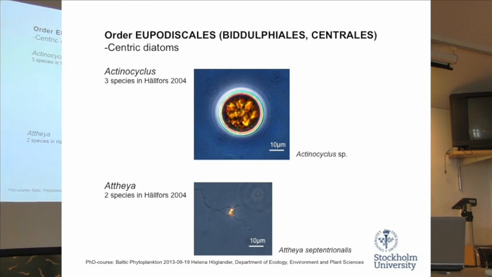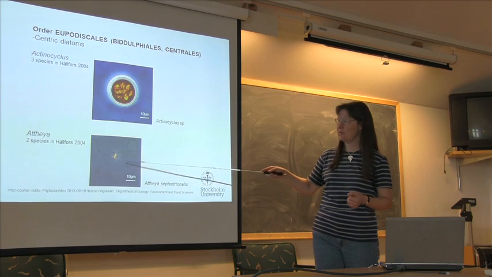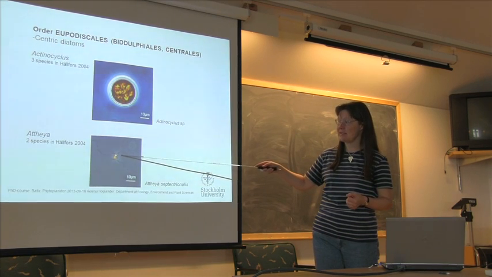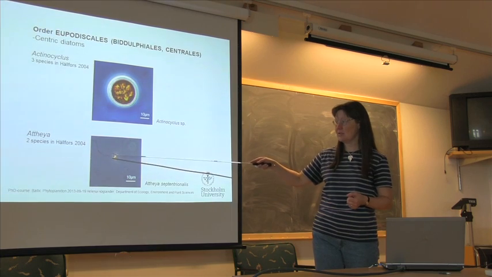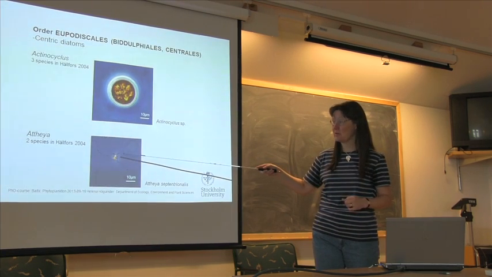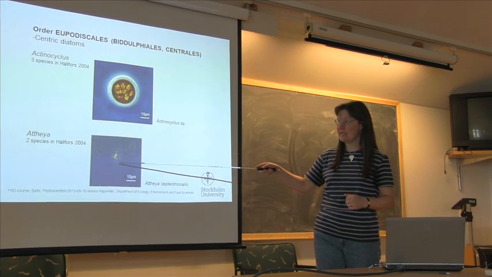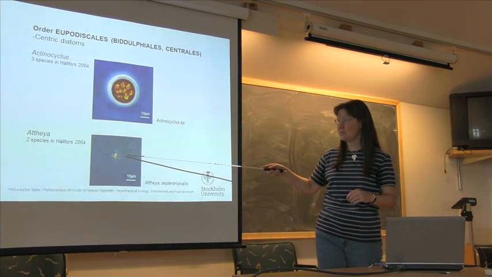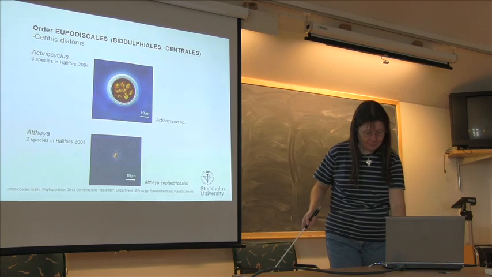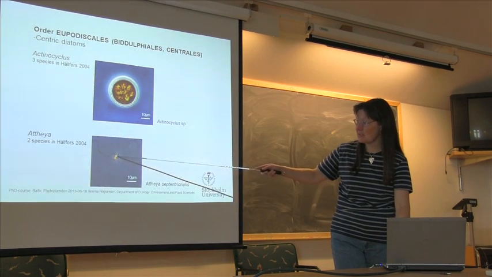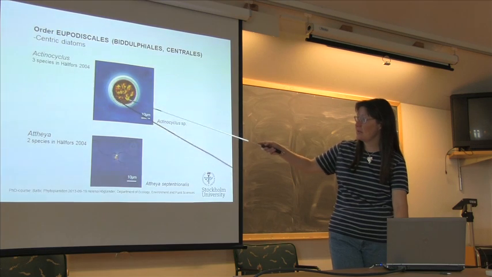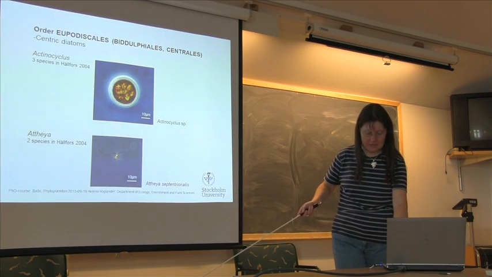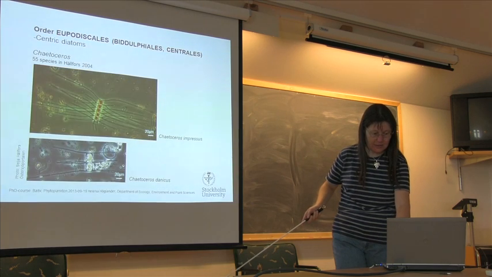It's a small cell with long spines, and these can usually be found on other cells that they are attached to, especially Chaetoceros species that I'm going to show you later on. So in late spring they can be very abundant on other diatoms. And they are small, this is just 10 microns, while the others can be quite big, up to 50, 60 microns.